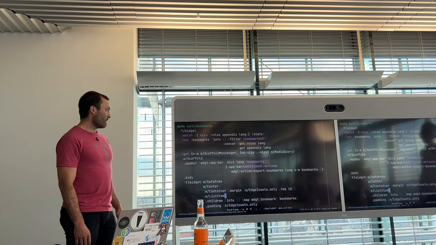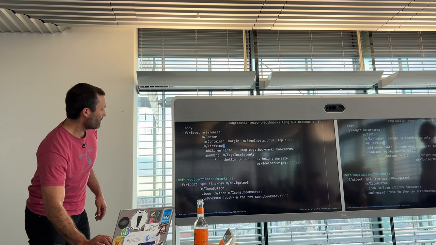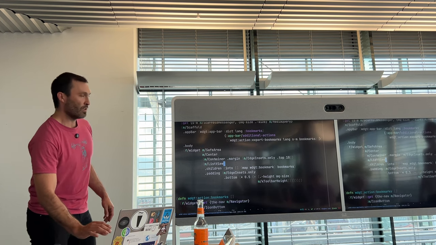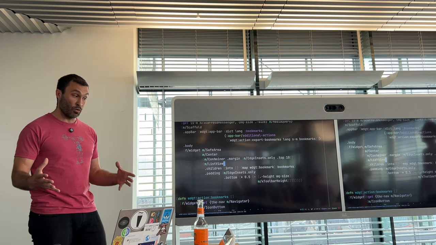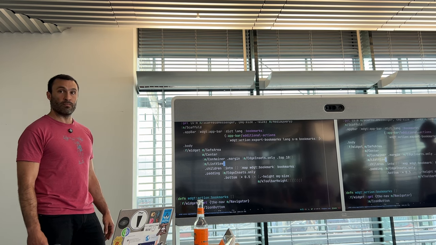So it's a lot of widgets. A lot of widgets that fit together in the way that they're designed to fit together, not in the Clojure way, in the Flutter way. So you're at the docs constantly.